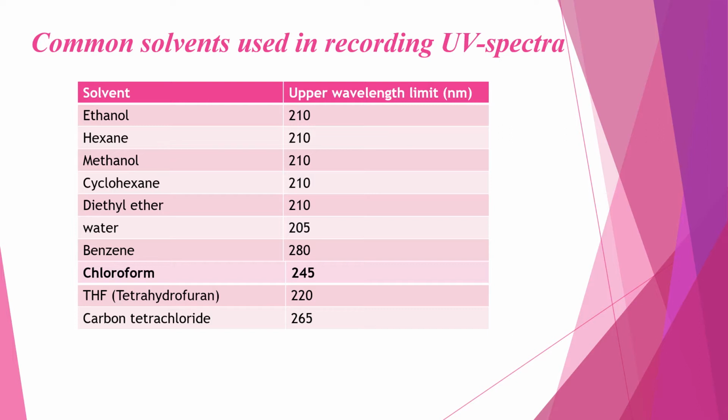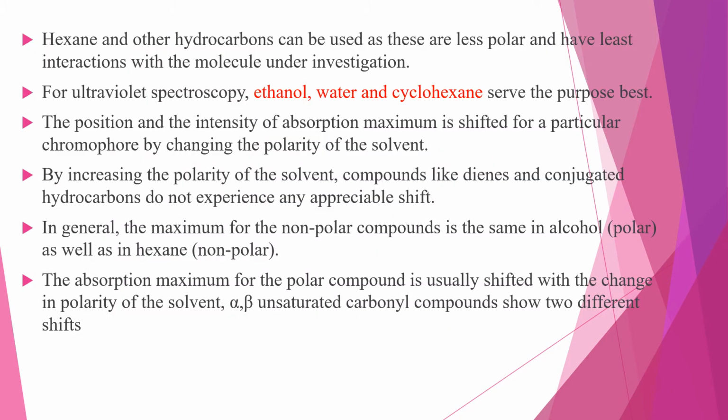For the solvents ethanol, hexane, methanol, cyclohexane and diethyl ether, the wavelength is 210 nanometers; water 205, benzene 280, chloroform 245, tetrahydrofuran 220, carbon tetrachloride 265. Hexane and other hydrocarbons can be used as these are less polar and have least interaction with the molecule under investigation. For ultraviolet spectroscopy, ethanol, water and cyclohexane serve the purpose best.